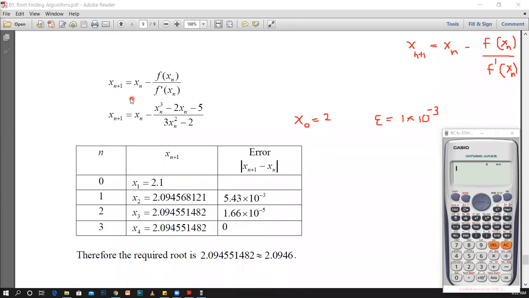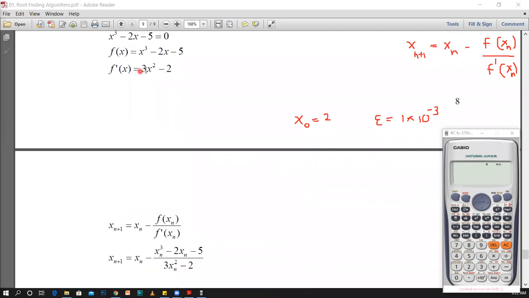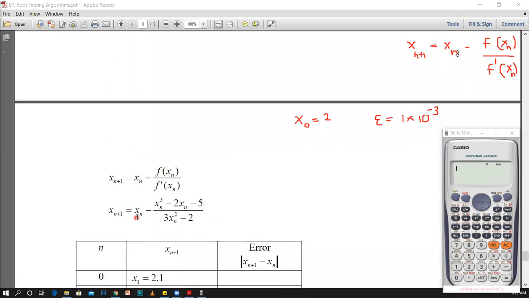Then what you can have is, in the place of x, here we are having x, but here the new value is x_n. Therefore, in the place of x, you have to replace the value of x with x_n. Then what we get is x_{n+1} equals x_n minus (x_n cube minus 2 times x_n minus 5) divided by (3 x_n squared minus 2). Now you have identified the relationship between x_n and x_{n+1}.